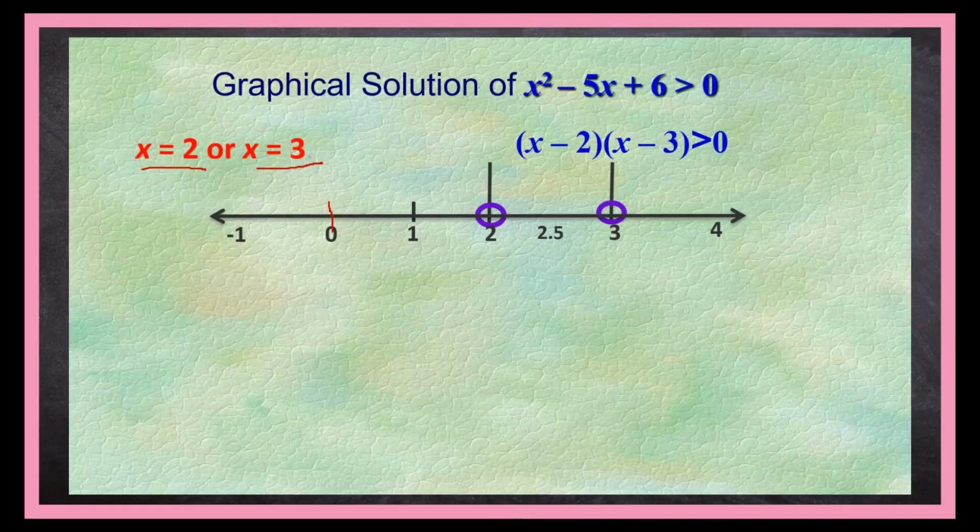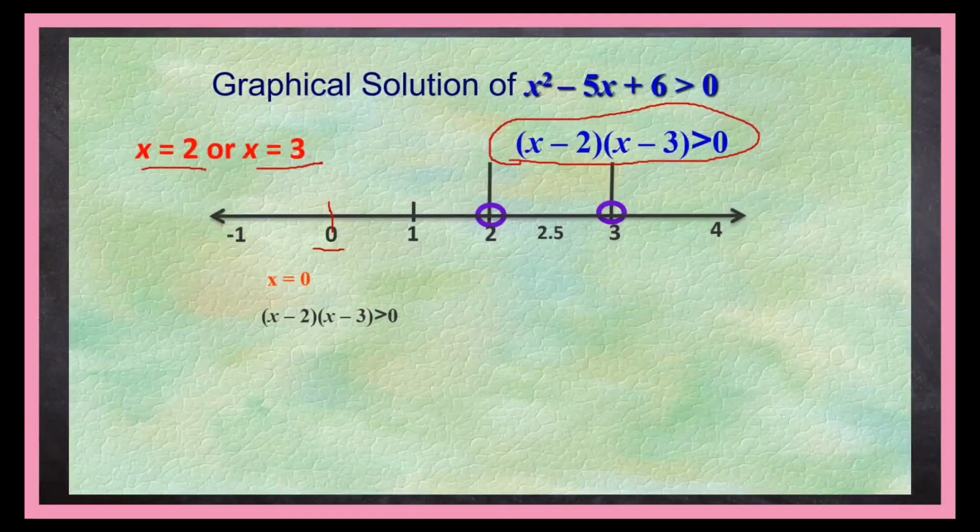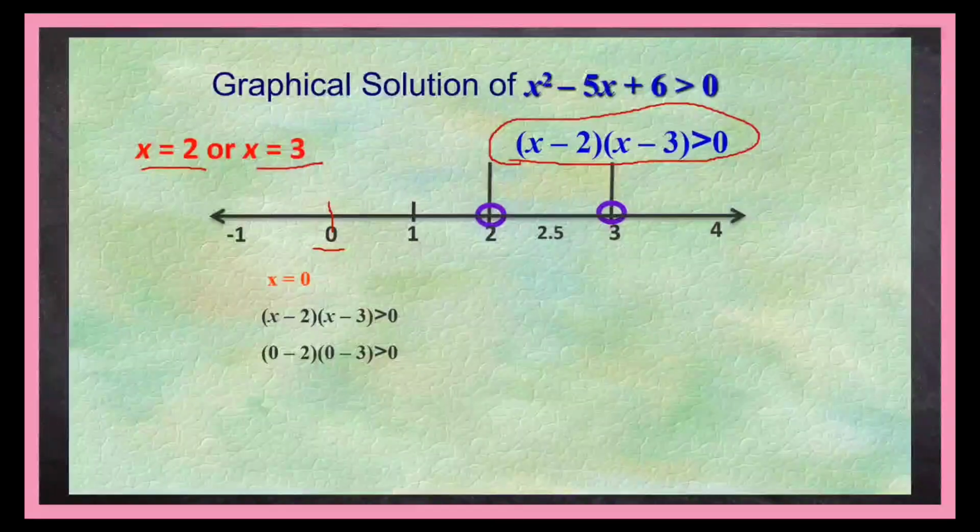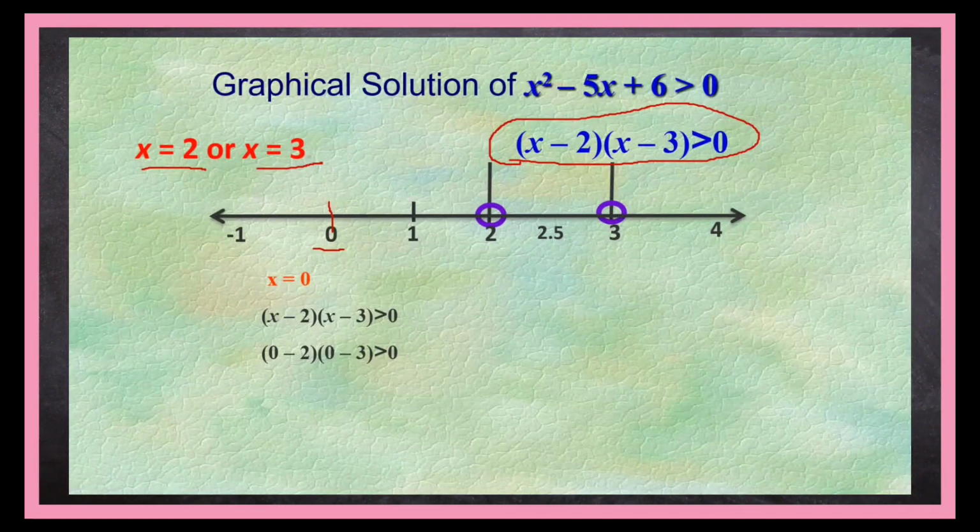Then let us try the first region. In the first region, let us use x equals 0. Then we will substitute the value into x minus 2, then x minus 3. So we have 0 minus 2, and then 0 minus 3 is greater than 0. Let us check if it is true or false. So the answer is true. Okay, as you can see, 6 is greater than 0, so that is true.